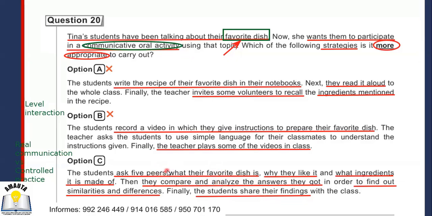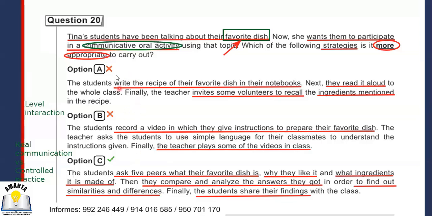Here, of course, they interact with each other when they also analyze or compare and they find out the similarities and differences. They are using the language in a very meaningful way. They finally share this. Here we have real interaction, right? And this is what real communication is, when they interact and they use the language in a practical way.